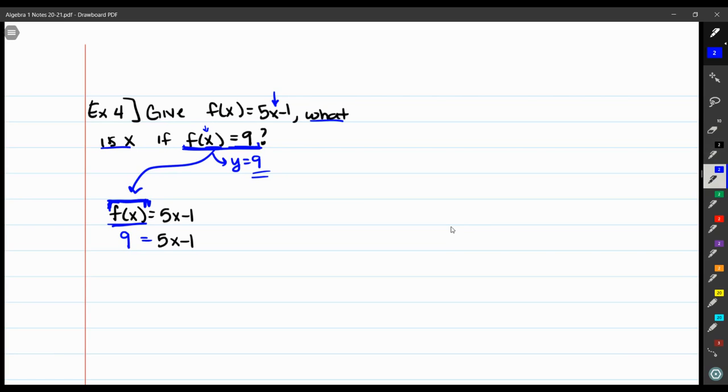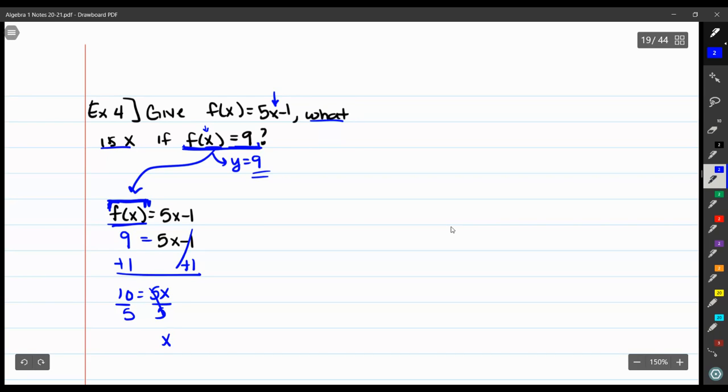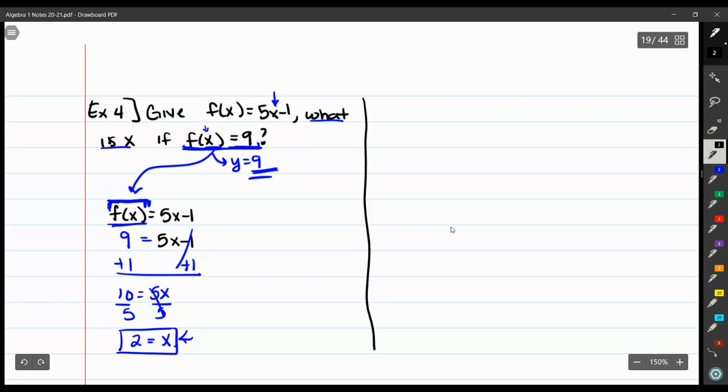Now, if I'm trying to figure out what x is, I'm going to solve for x. I'm going to add the 1 to both sides. 9 plus 1 makes 10, equals 5x, and then divide by 5. So we get x is equal to 2. Basically, the x value of 2 is what produced a y value of 9. I gave you the ending. I wanted to know, what did you actually plug in? Let's do one more of these kinds together, and then you get to try some on your own.